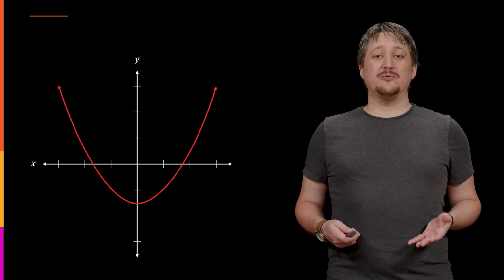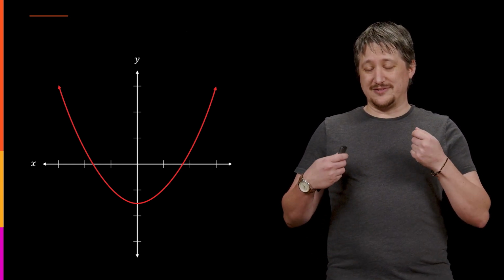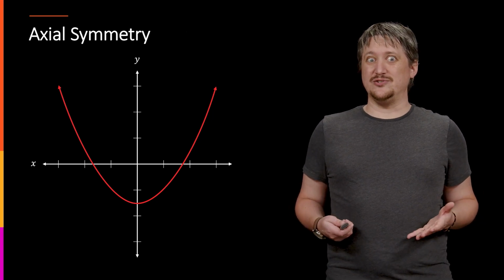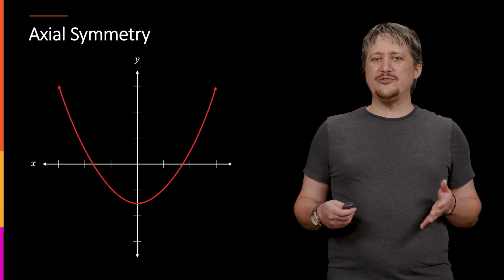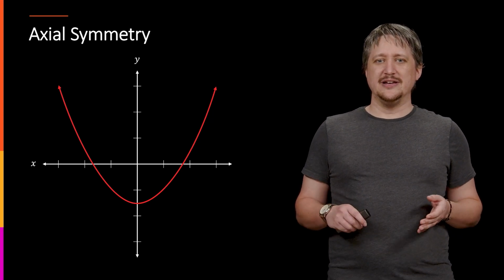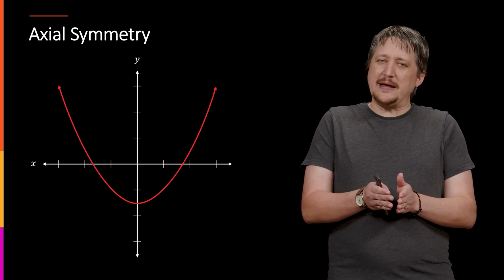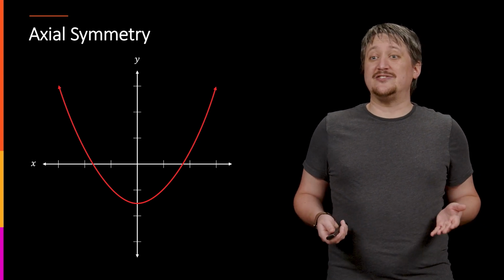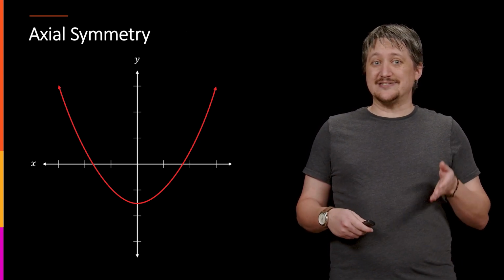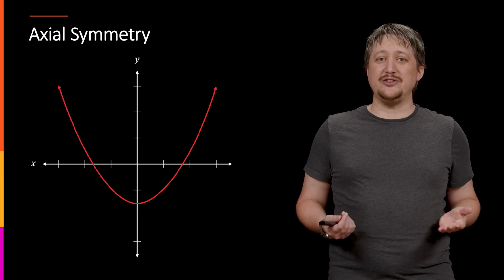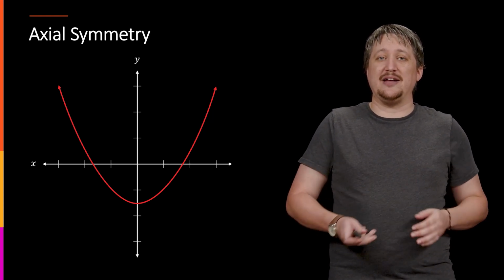The type of symmetry that we're interested in, from a technical standpoint, is called axial symmetry. This is the sort of symmetry that you might have been introduced to in geometry, where if you have a thing and you could fold a piece of paper and it matches up, that's axial symmetry. It's so named because you have some axis, some line that goes through it, that you could fold that paper along and have it match up.